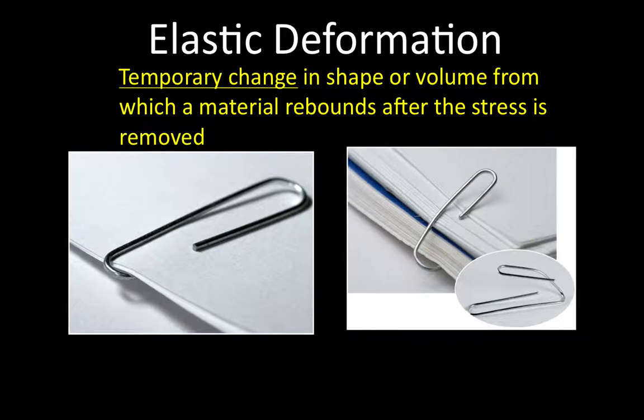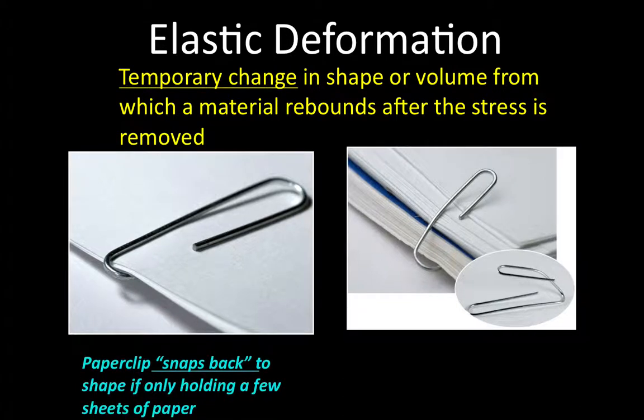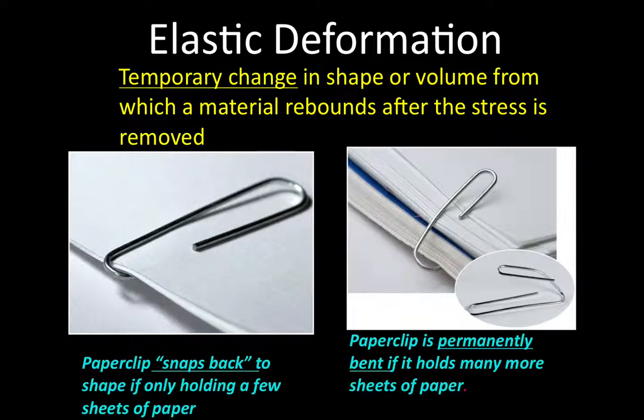So in the world of science, something that's elastic is a material that deforms, but when the deformation ends, it goes back to its original shape. An elastic deformation is a temporary change. So if I take a paper clip and stretch it out just a little bit, I can allow it to snap back to its original configuration. Although I can permanently bend a paper clip, and in that case, it would not be exhibiting elastic deformation. I would permanently deform a paper clip by stretching it out to hold too many pieces of paper.